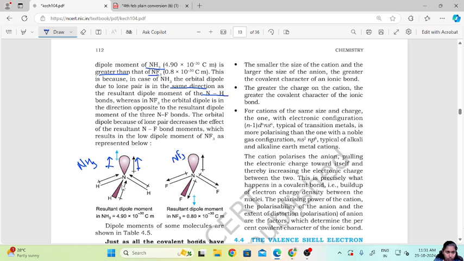Whereas in NF3 the dipole moment of the lone pair is in the opposite direction to the resultant dipole moment of the three NF bonds. Now in case of NF3, what happens?